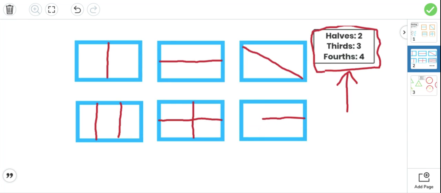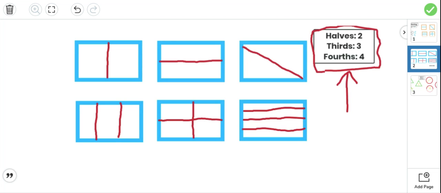Maybe you want to challenge yourself and do the long way. I find it a little difficult, but I believe in you guys. Do what you want. See, look at how wiggly my lines are. Okay, but I did my best. Ooh, but fourths is 4, thirds is 3, and halves are 2.